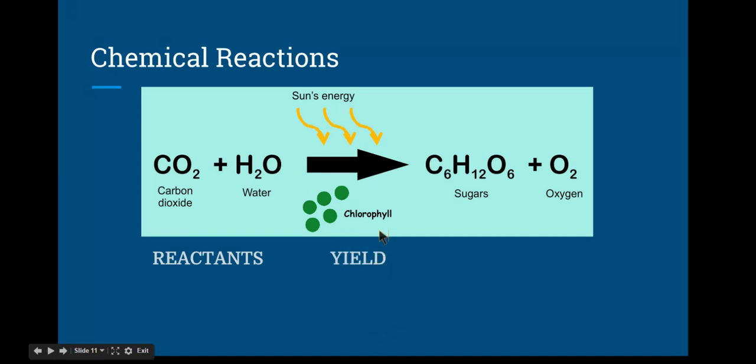The yields arrow. And this side over here, C6H12O6, which we know is the chemical formula for sugar, and oxygen, O2, those are your products. Those are easy to remember because they're what are produced or made in a chemical reaction. So the way you read this is that reactants yield products.